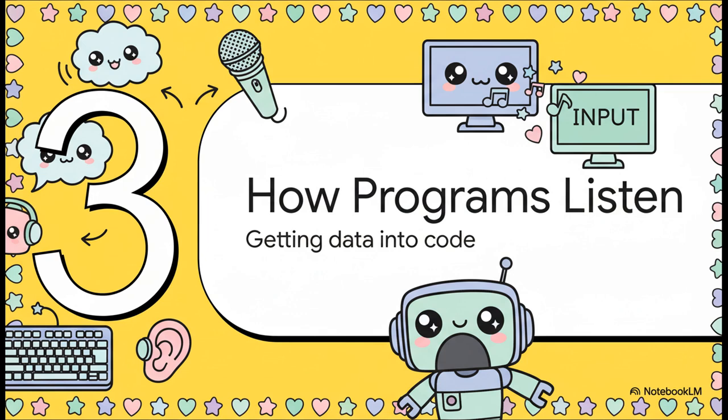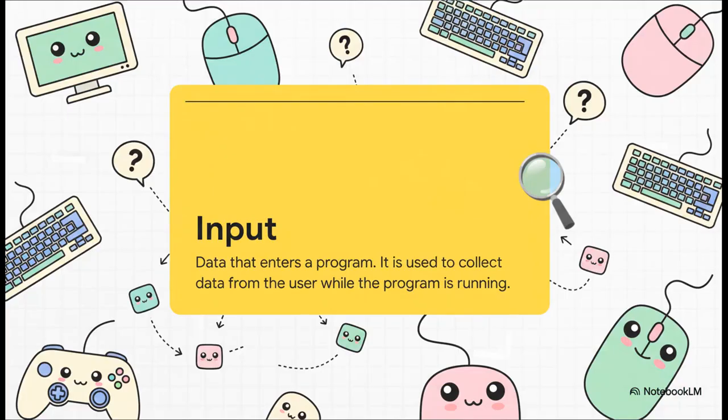All right, let's zoom in on that first part of our model. We're going to focus on how programs actually listen. I mean, how do they get that data from us in the first place? So what is input really? It's just any information a program gets while it's up and running. It's the program basically pausing and saying, "Hey, you, I need something from you before I can move on." This is what makes software feel alive and interactive.